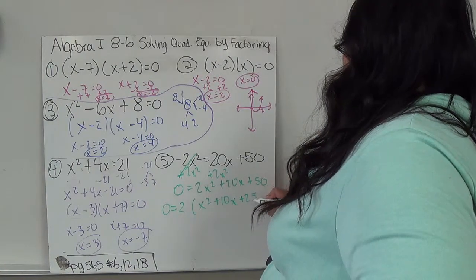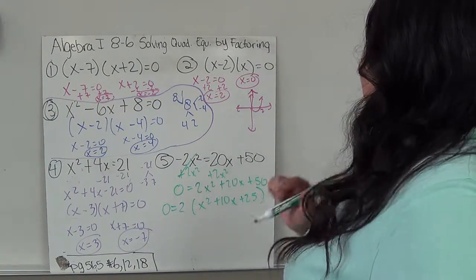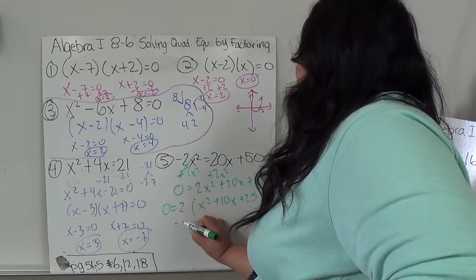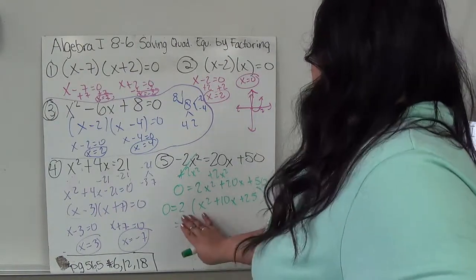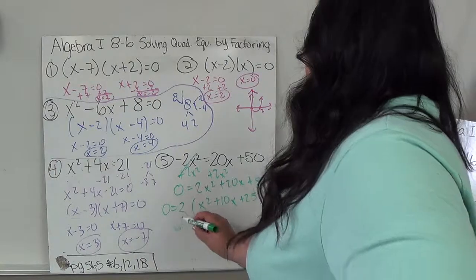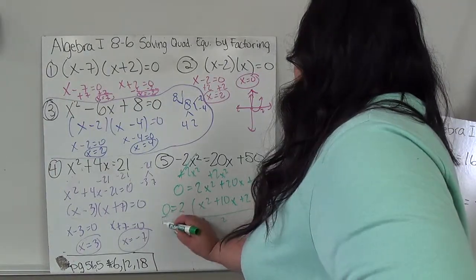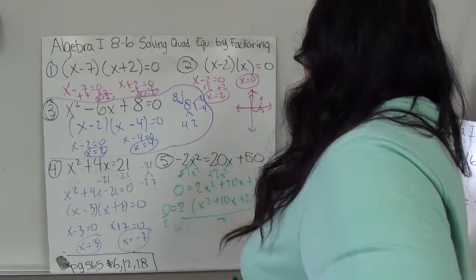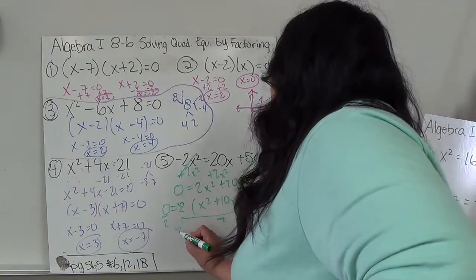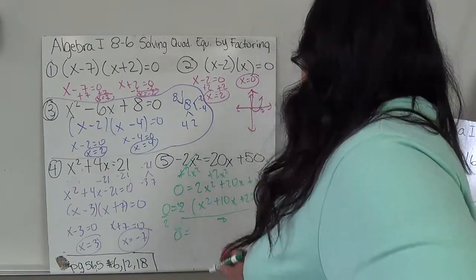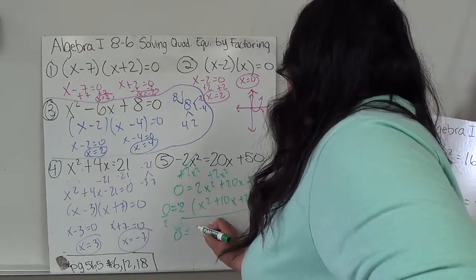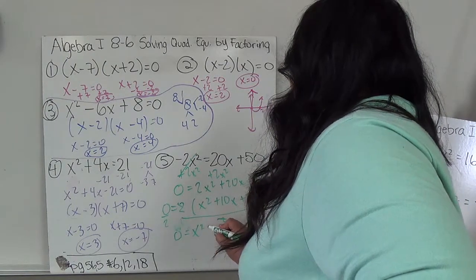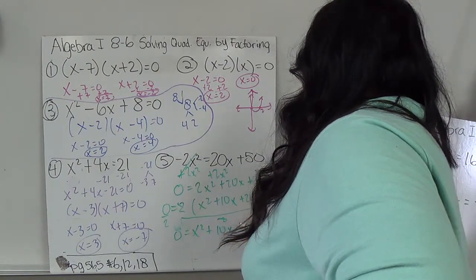and this gives me a 25, right? So now, if I keep this 2 here, what I'm going to do is divide both sides by 2. That cancels this out. And 0 over 2 is still 0. So that means I'll end up with x squared plus 10x plus 25.